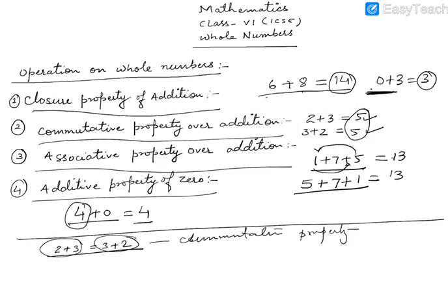The second is the associative property, which is for more than two whole numbers. I have given 1 plus 7 plus 5, so we can write 5 plus 7 plus 1. This property is the associative property.